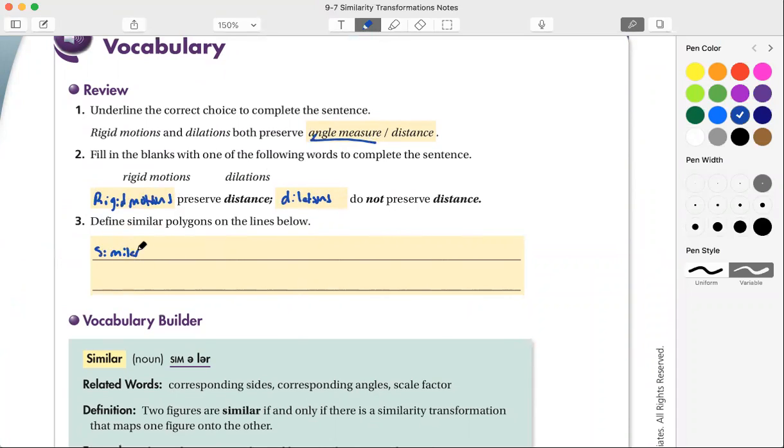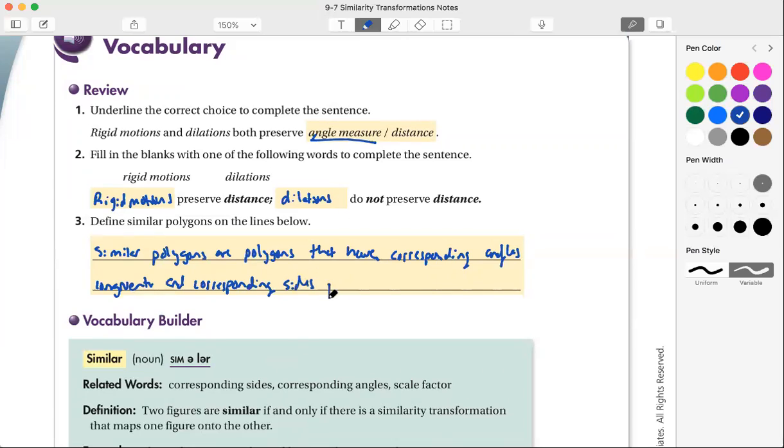So similar polygons are polygons that have corresponding angles congruent and corresponding sides proportional.